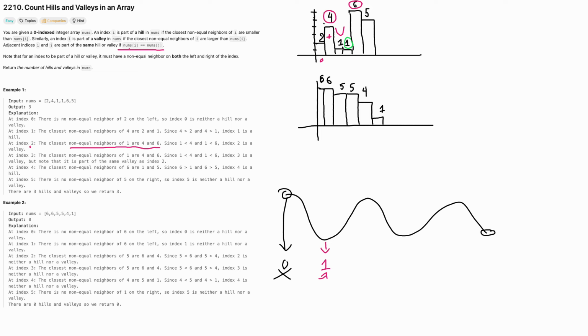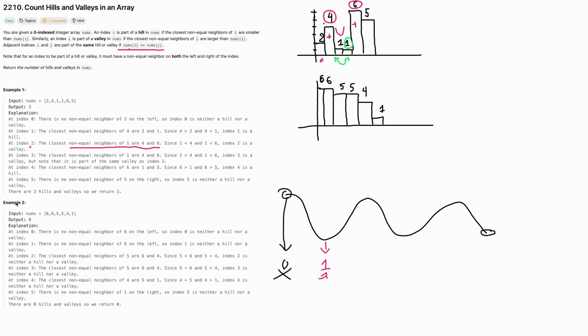Based on these two things, we constitute a valley. Similarly, we can consider the 6 here, and because the value of 6 is greater than 5 and 1, this one is a hill. Okay, so how can we simplify this problem?